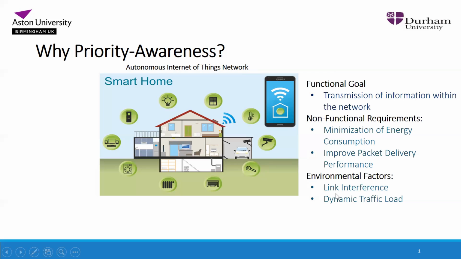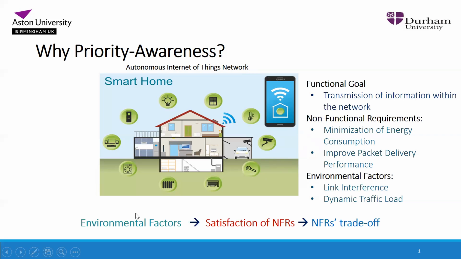These link interference and dynamic traffic load environmental factors have an effect on the satisfaction of non-functional requirements. For example, the higher the link interference, the lower the packet delivery performance; a higher traffic load will lead to more energy consumption for the network. So the environmental factors affect the satisfaction of non-functional requirements and therefore require the system to make a trade-off between the non-functional requirements based on their priorities for satisfaction.